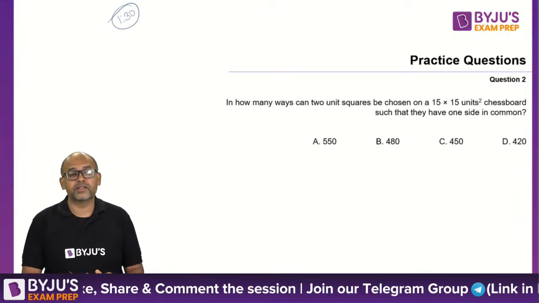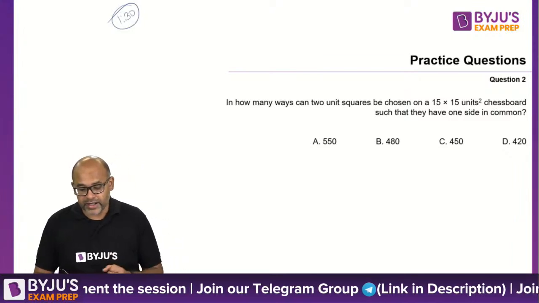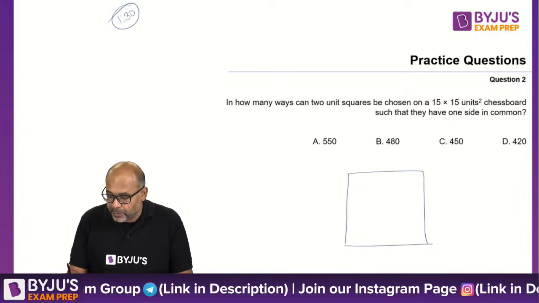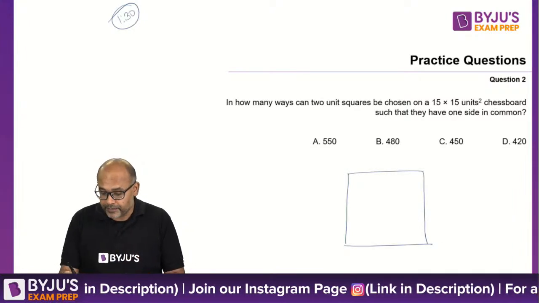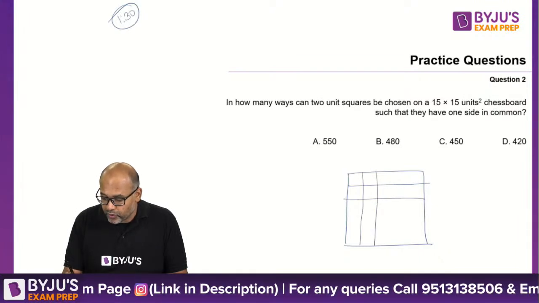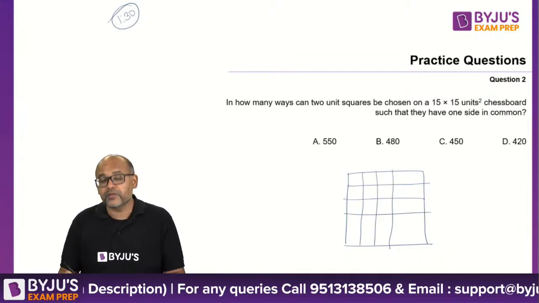Right guys, so that's time up, 90 seconds. Let's go ahead and take a look at it. We have a chessboard which is actually 8 by 8, but this time you have 15 by 15. So you have smaller squares like this. I'm not drawing the entire chessboard, I'm drawing only a few of them. So this is just 15 by 15.